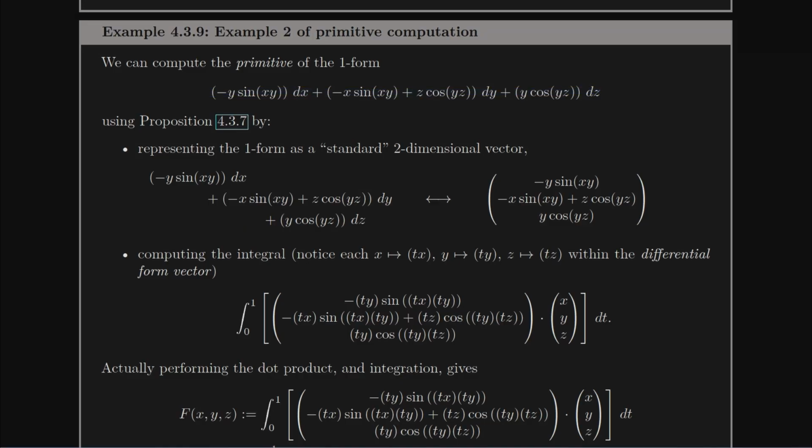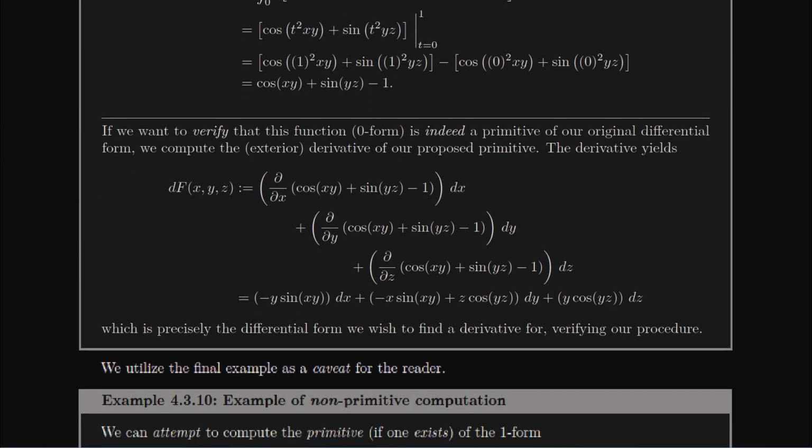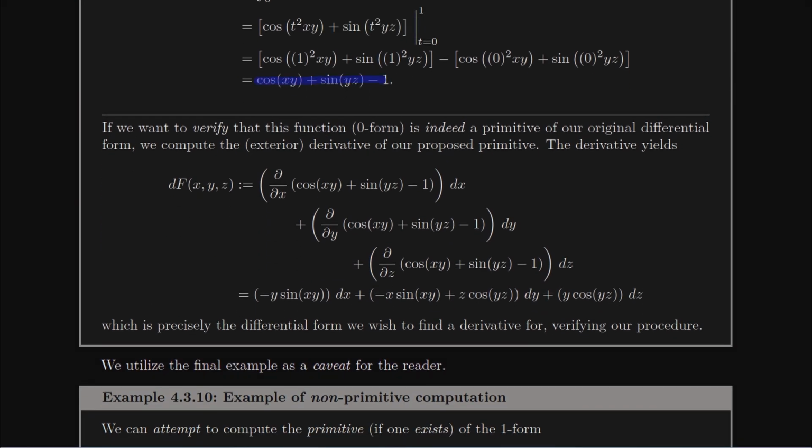Let's check and see if my primitive is in fact a primitive. We're just going to compute the exterior derivative here. So d on the minus 1 will give me a 0, so I'm not worried about that. On cosine, I'll have a partial x term. That's going to give me negative sine xy, but I'll have a chain rule come through and give me a y. So negative y sine xy, that was my derivative in the x variable. Now my derivative in the y variable on cosine xy will give me negative sine xy, but I'm going to pick up an x from the chain rule.